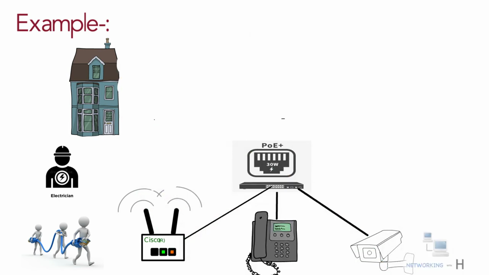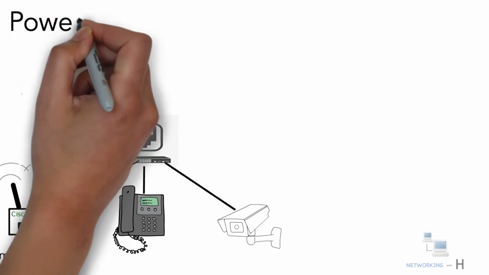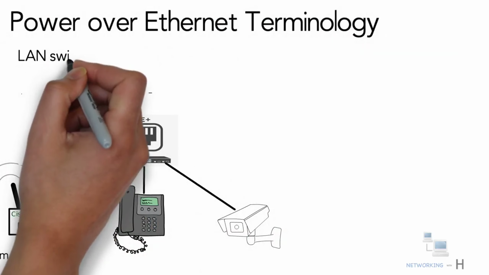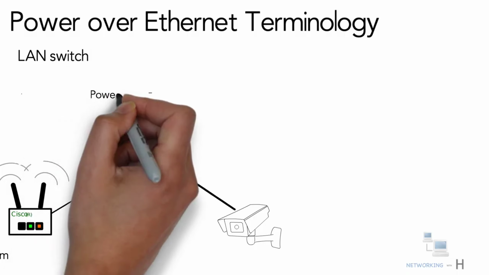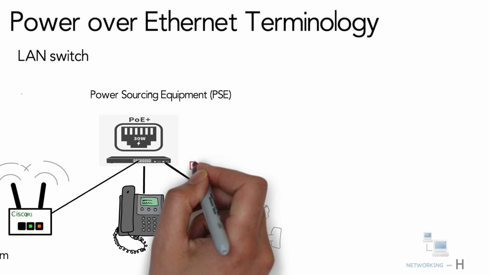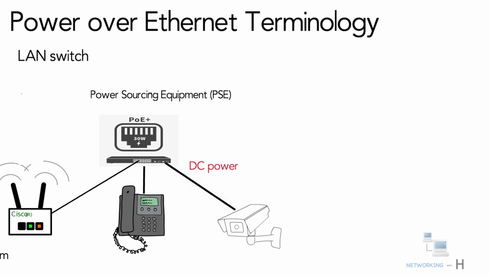Let's understand the terminologies used in PoE. With PoE, some device, typically a LAN switch, acts as the power sourcing equipment, also known as PSE. That is, the device that supplies DC power over the Ethernet UTP cable. A device that has the capability to be powered over the Ethernet cable, rather than by some other power connector on the device, is called a powered device, or PD.